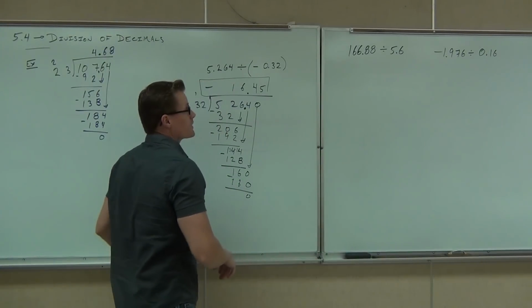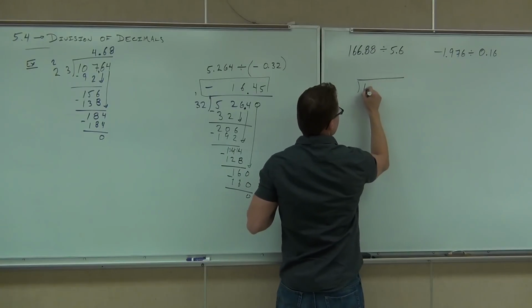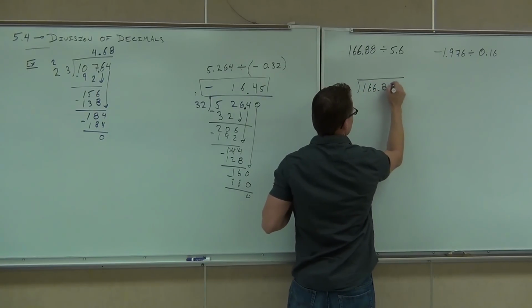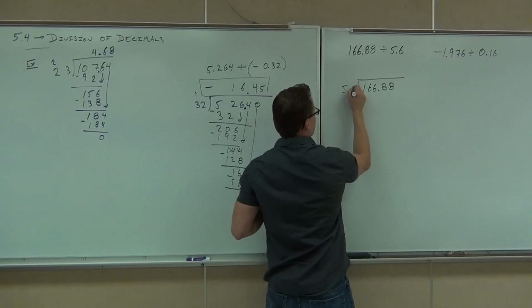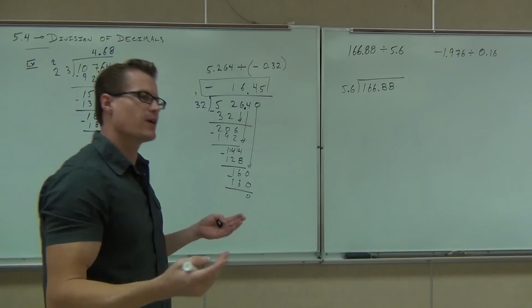All right, so let's continue. We've got some division going on. Hopefully set this thing up appropriately. We've got our 166.88. We got our 5.6. And the first thing you got to do, make sure we have a whole number because we can't really divide by a decimal.